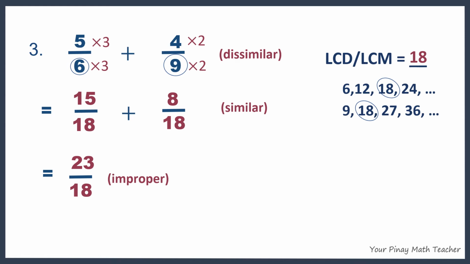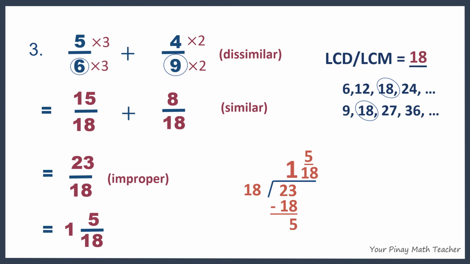This fraction is improper, so we can change it to a mixed number by dividing 23 by 18. So how many 18s in 23? We get one group of 18. So 23 minus 18, we get 5. So the mixed number here is equivalent to 1 and 5/18. So this is our final answer.